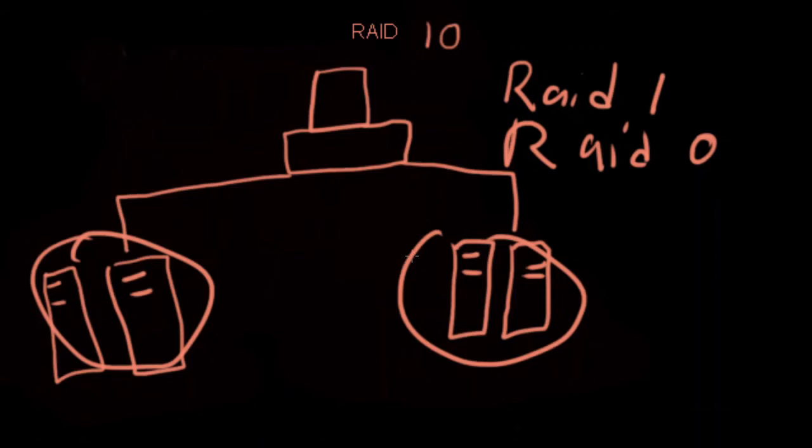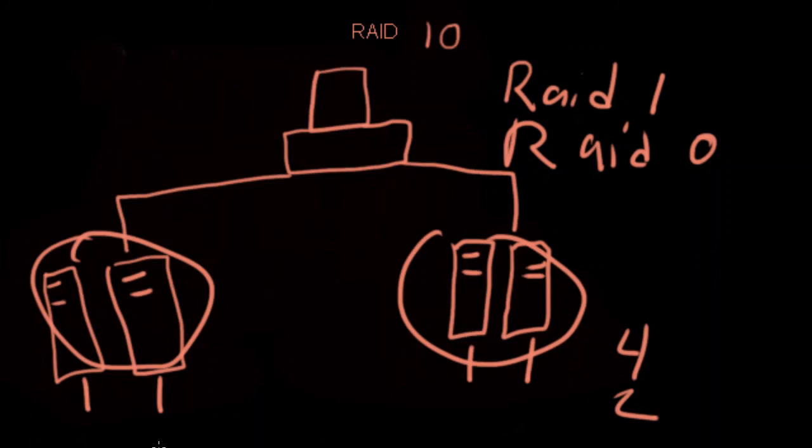So with this setup, you actually can lose up to 2 hard drives, which means you only have 50% capacity. So if this hard drive was 1 terabyte, this hard drive was 1 terabyte, this one was 1, this one was 1, it will not be 4 terabytes. Storage will only be 2 terabytes. So RAID 10 is good for performance and speed.